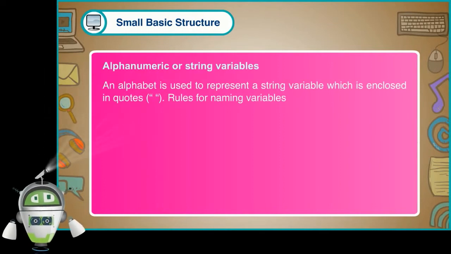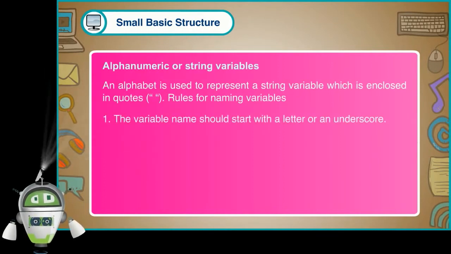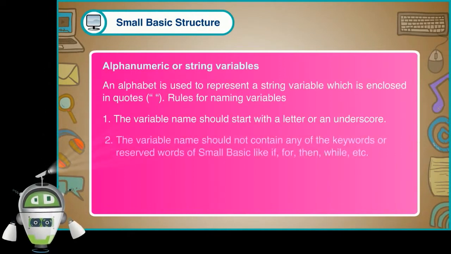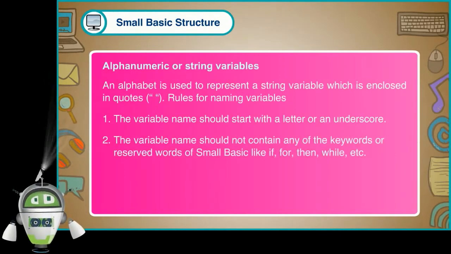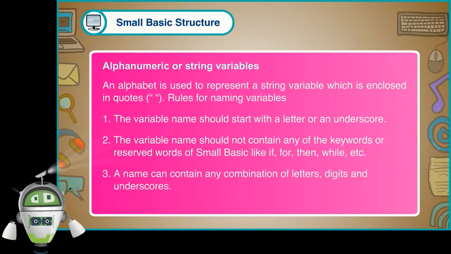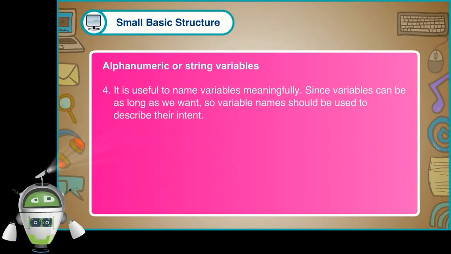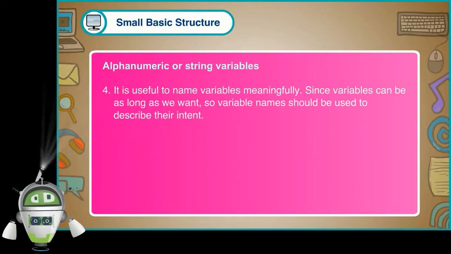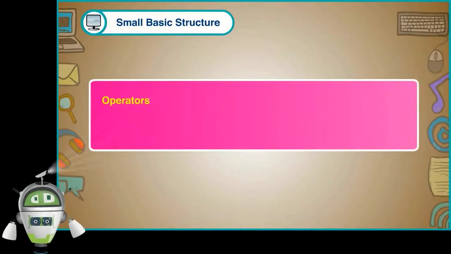Rules for naming variables. The variable name should start with a letter or an underscore. The variable name should not contain any of the keywords or reserved words of Small Basic like if, for, then, while, etc. A name can contain any combination of letters, digits, and underscores. It is useful to name variables meaningfully. Since variable names can be as long as we want, they should be used to describe their intent.